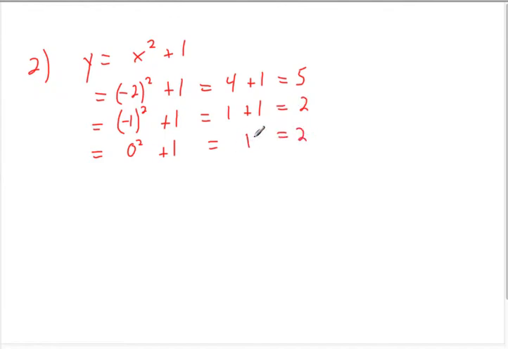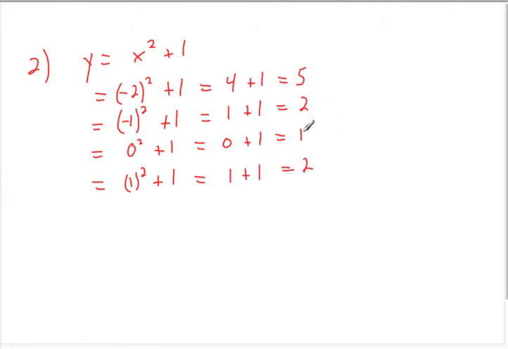I don't know why I put equals 1 equals 2. That doesn't make any sense. So let's go back. So 0 squared plus 1 equals 0 plus 1 equals 1. That makes more sense. And let's plug in a 1 now. So 1 squared plus 1 equals 1 plus 1, which is 2. So now we're going back up.